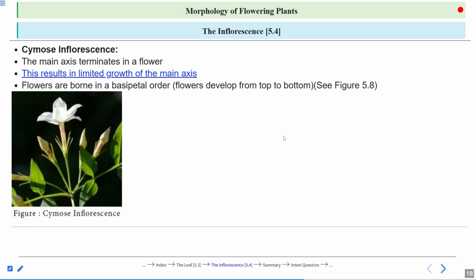So this is the image showing you cymose inflorescence. Here you can see the main axis will terminate into a flower. Here flowers are not born laterally.